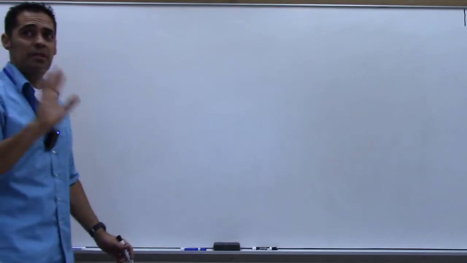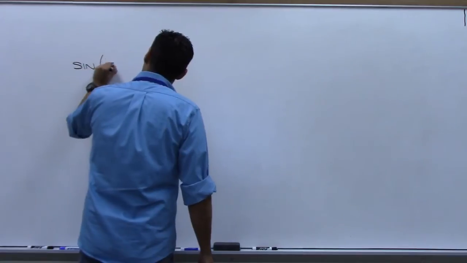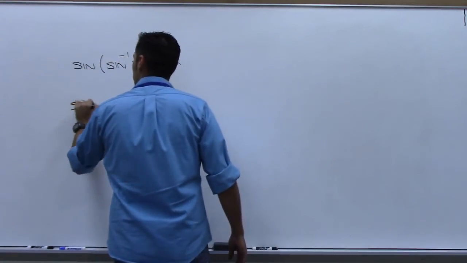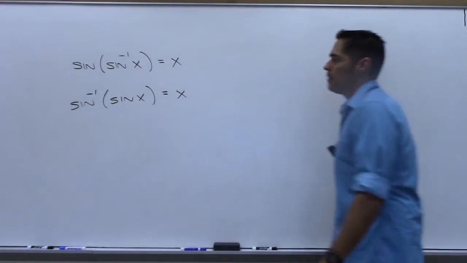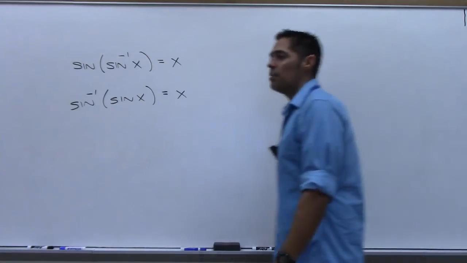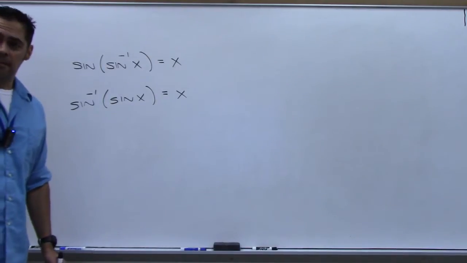Cancellation property. We got to be careful with the cancellation property. This is abused way too many times. Cancellation property says something like this: sine of inverse sine x equals x, and sine inverse of sine x equals x. Those two properties are correct if there's appropriate restrictions placed on x. I'll give you an example of some proper usage and improper usage.